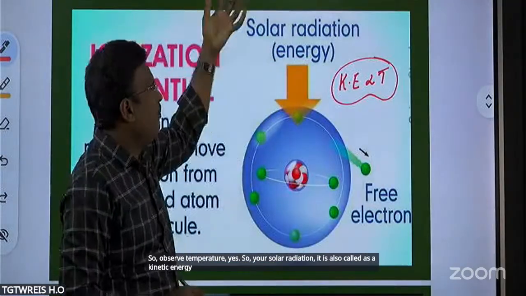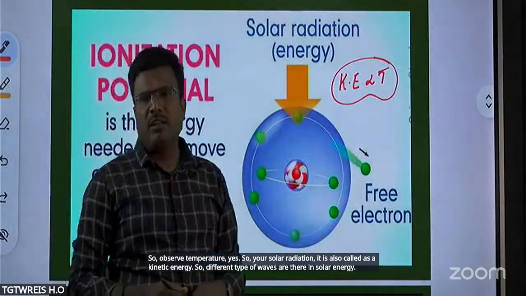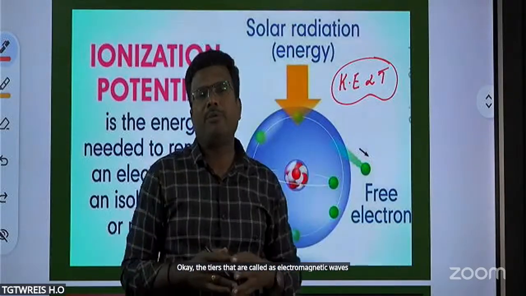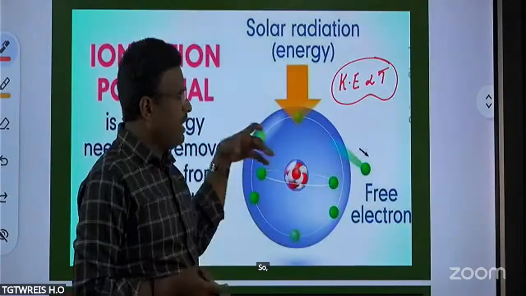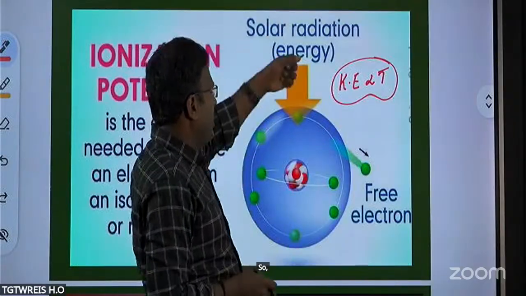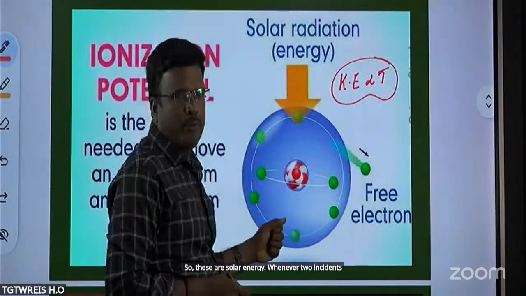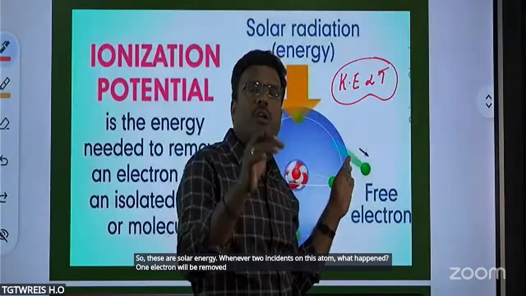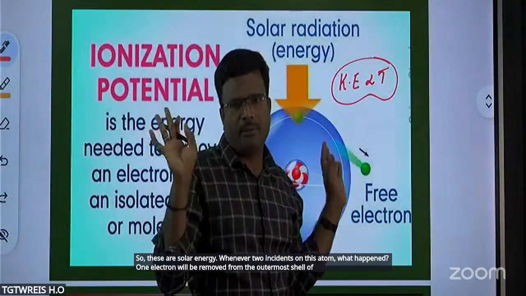So here solar radiation is also called a kind of energy. Different types of waves are there in solar energy, that are called electromagnetic waves. All types of waves are there: visible rays, IR rays, microwaves. If you take any one of these rays, this is solar energy. Whenever it is incident on this atom, what happened? One electron will be removed from the outermost shell of the atom.